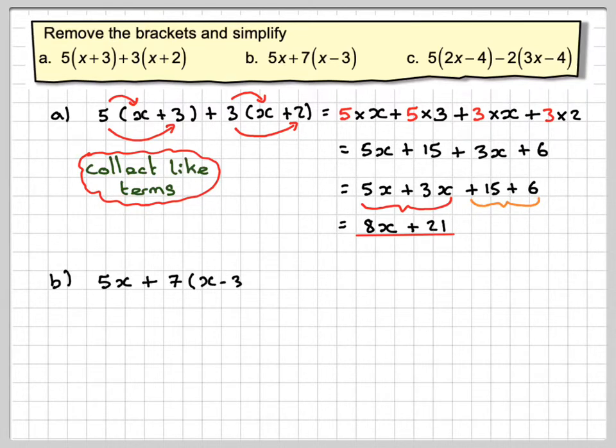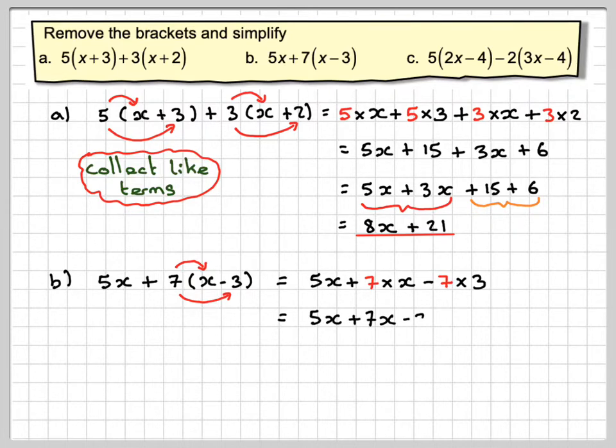Right, the next one's quite interesting because we've got 5x and then we've got plus 7 times x minus 3. So we'll just first of all write down the 5x because we're not actually expanding that. And then we will need to do 7 times x plus 7 times 3. It's minus because we've got a minus here in the bracket. So that will give me 5x plus 7x minus 21.